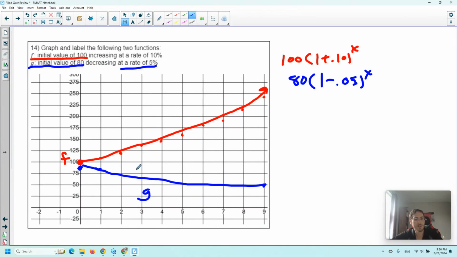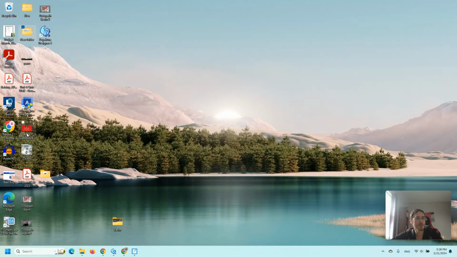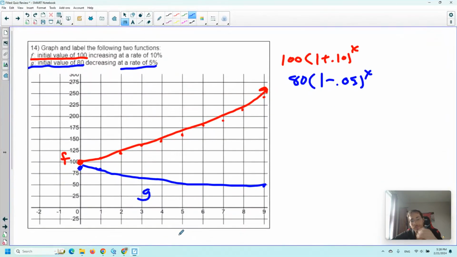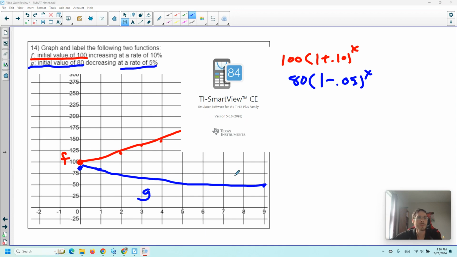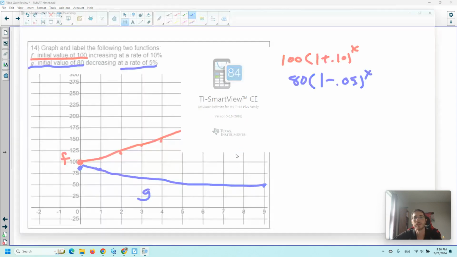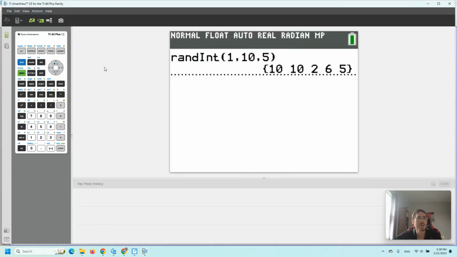I do want to bring up, where is the calculator at? We're gonna bring up the calculator. The reason I want to bring up the calculator, if you got the TI calculator, I just want to show you how to put these ones in, just to close everything up.